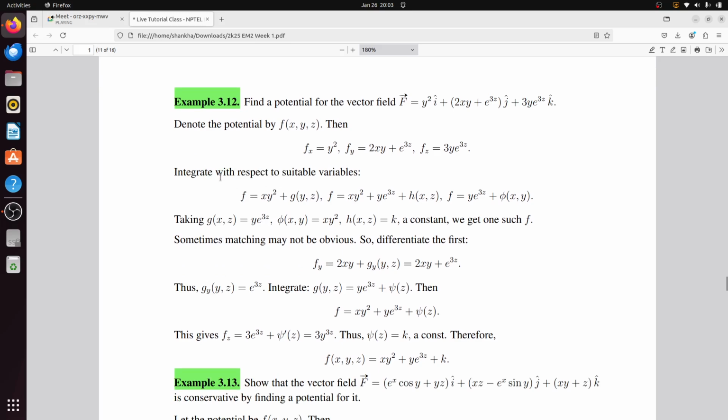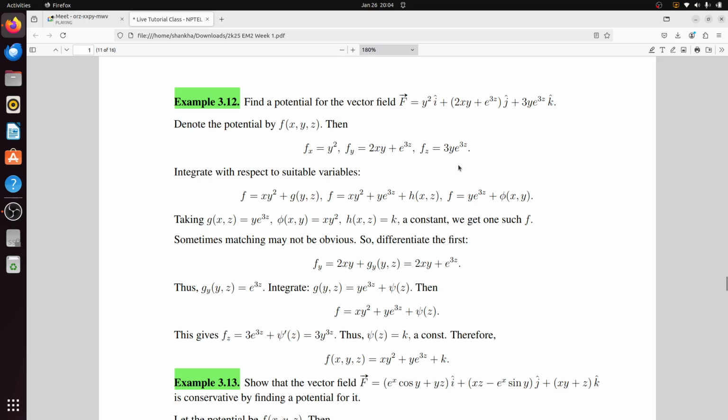Now integrate your f with respect to suitable variables. You integrate with respect to x here, so you will get xy square plus g of yz. You are integrating over x, so that will be a function of y as well as z. Next, if you integrate over y, you will get xy square plus y e to the power 3z, and then a function of x comma z.